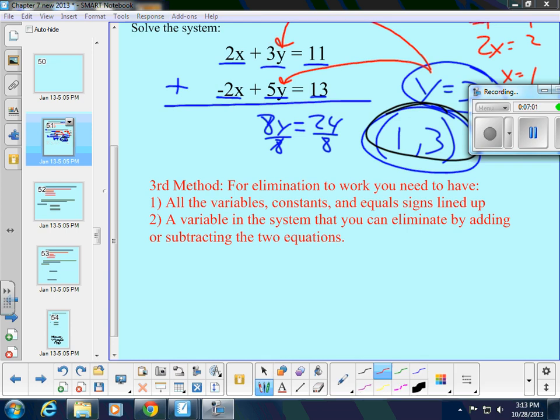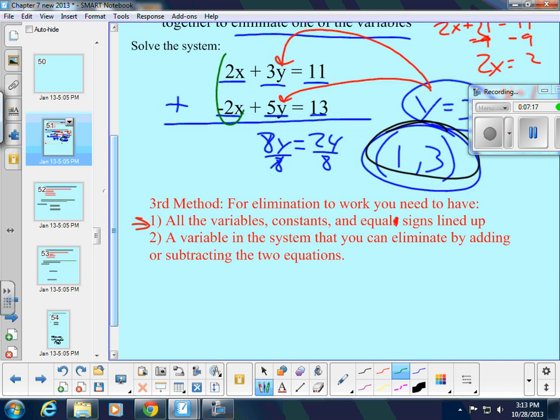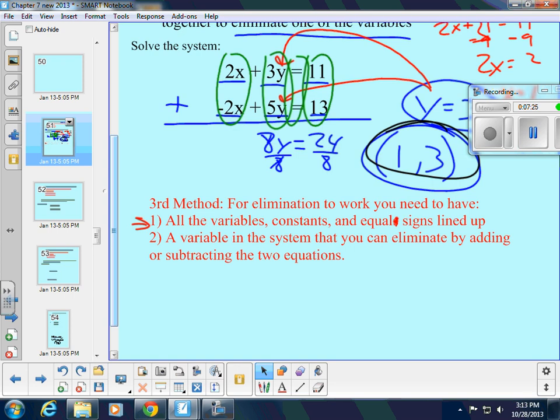Number one, all the variables, the constants, and the equal signs have to be lined up. All equal signs need to be lined up. I showed you that in this first example: I had all the terms with x lined up, all the terms with y lined up, all the equal signs and all the constants lined up. They could be somewhere else in the equation as well, but between the two equations, they have to be on top of each other just like that. So the x terms could both be on the right side, and we could still use elimination. But they all have to be lined up for this to work.